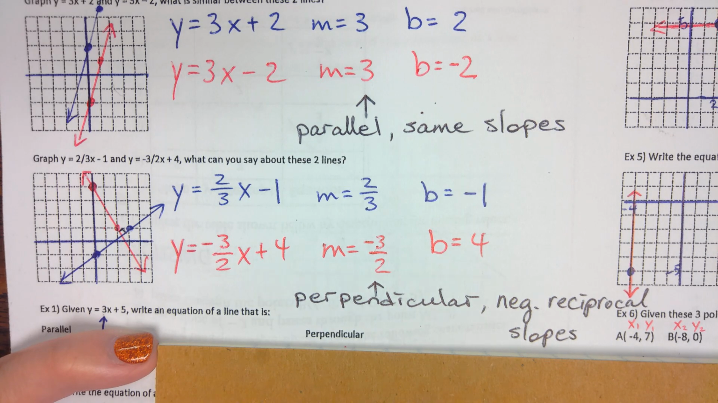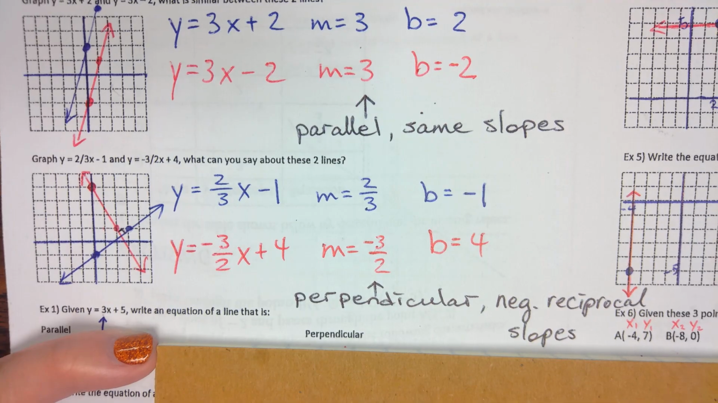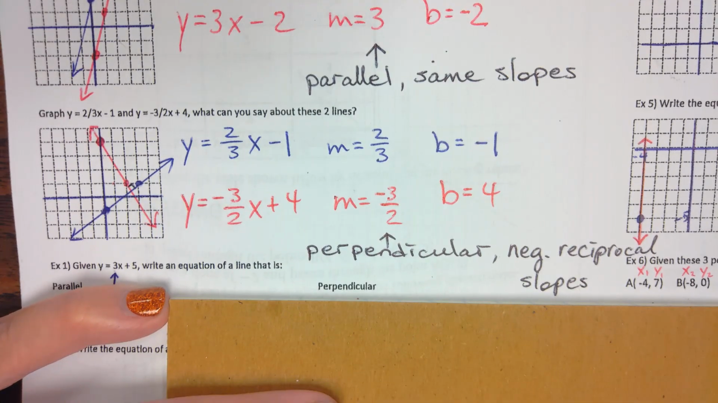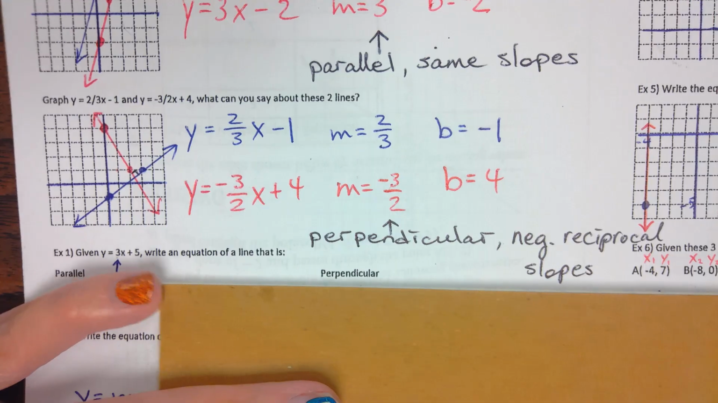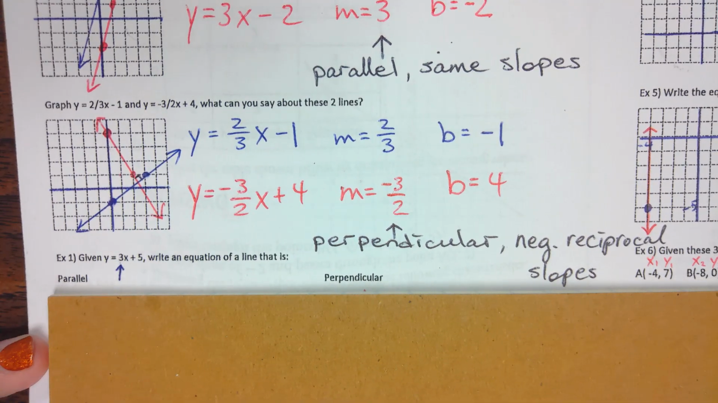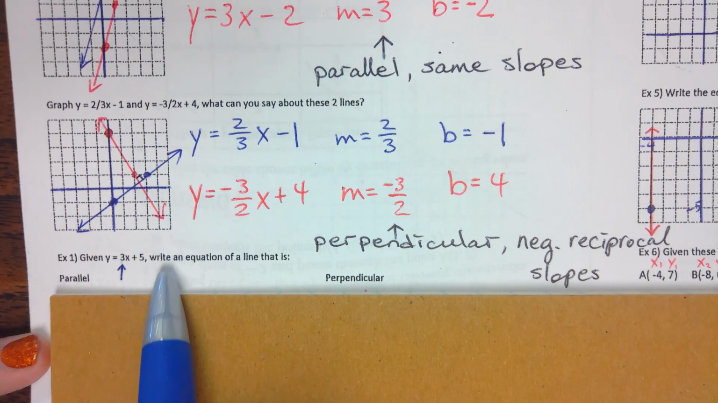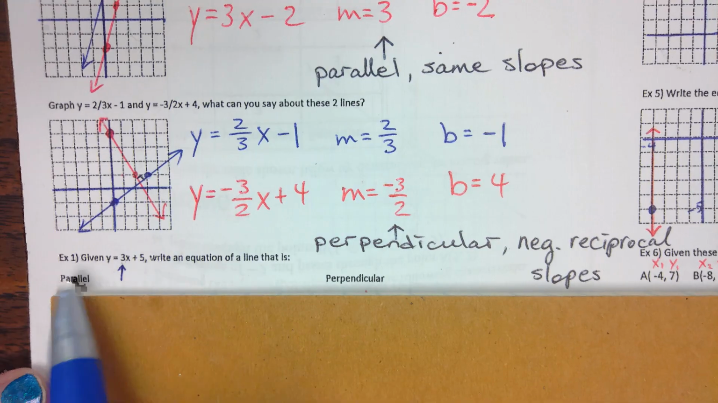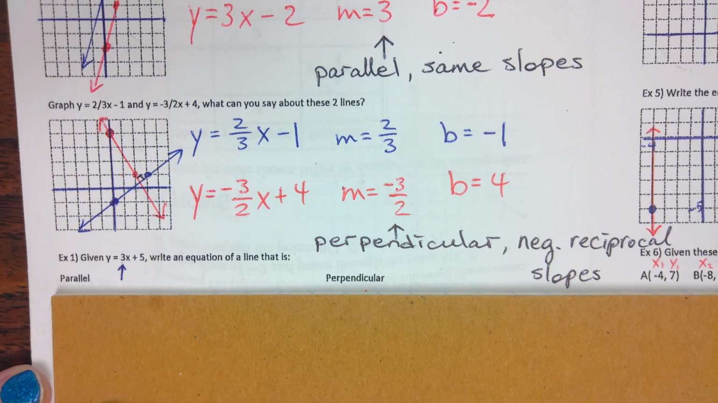Another example would be if my slope is -5/6, then the perpendicular slope would be +6/5. So it's always the opposite. Okay. So right here, example 1, given y equals 3x plus 5, can you write an equation that's parallel to this line?